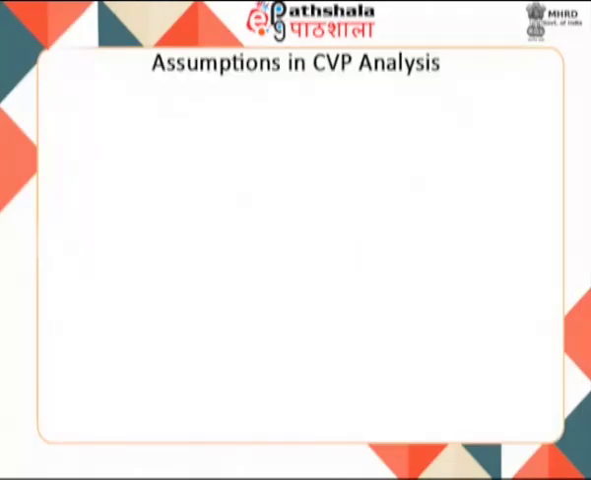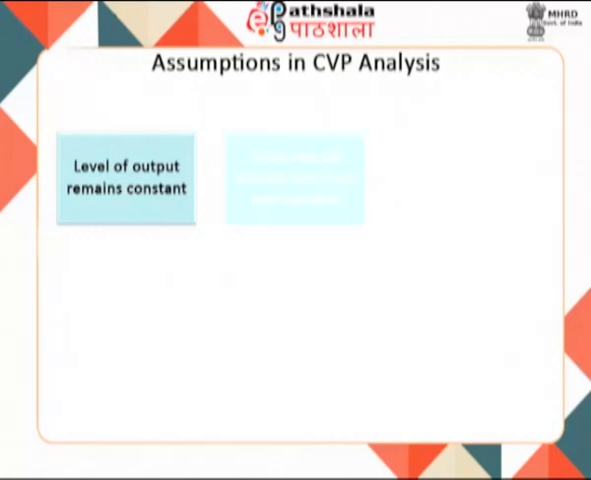CVP analysis is based on certain important assumptions, and if these assumptions are not taken care of, serious errors may occur and consequently decisions taken may be incorrect. These assumptions are: number 1, except volume, that is level of output, all other variables like selling price per unit, variable unit cost, and total fixed cost remain constant.